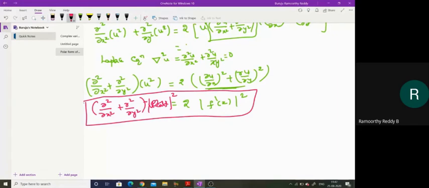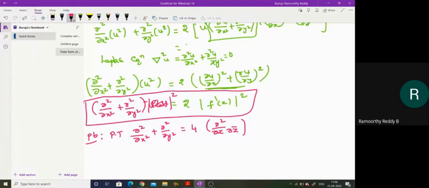Now the second one, a similar problem. Prove that ∂²/∂x² + ∂²/∂y² is equal to 4 times ∂²/∂z∂z̄. See, z̄ is nothing but the conjugate, that means x minus iy.